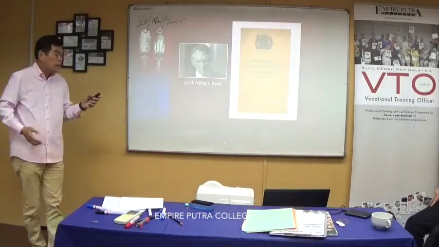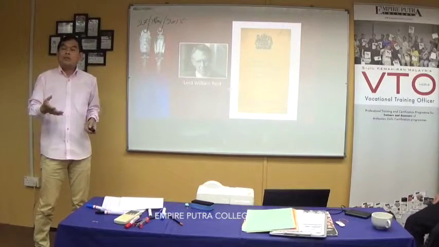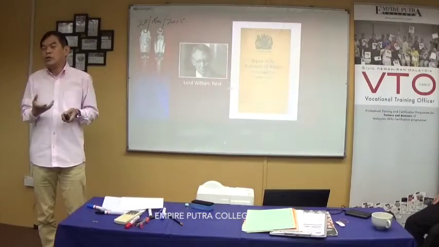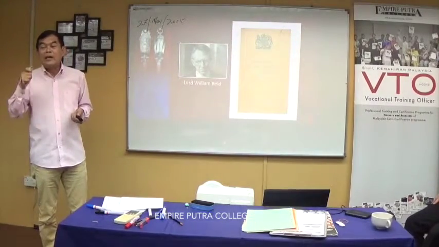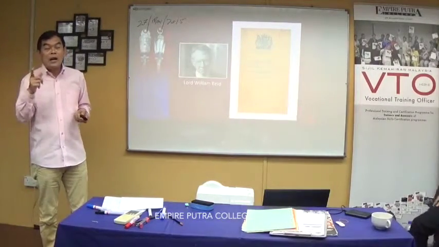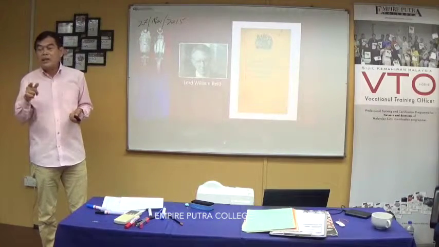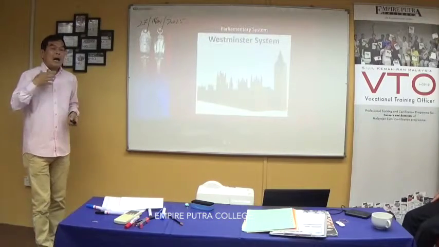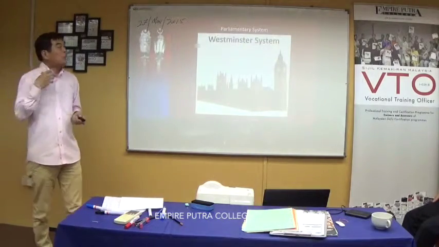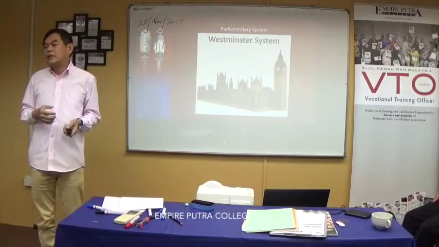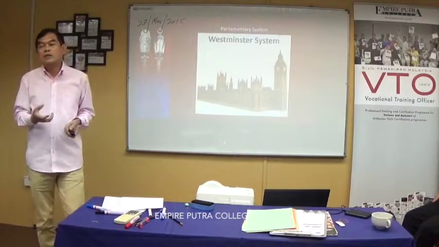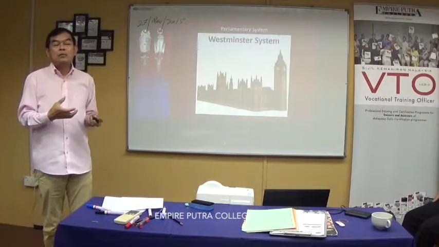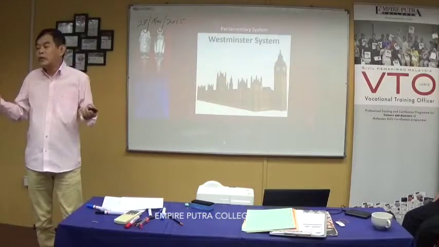So this is Lord William Reid. The Reid Commission is responsible for the formation of our constitution that was approved in the year 1957, a day before Independence Day on the 30th of August. Now, our constitution is based on what we call the Westminster system. The Westminster system originated from the United Kingdom, and that particular system is used commonly in most of the Commonwealth countries.